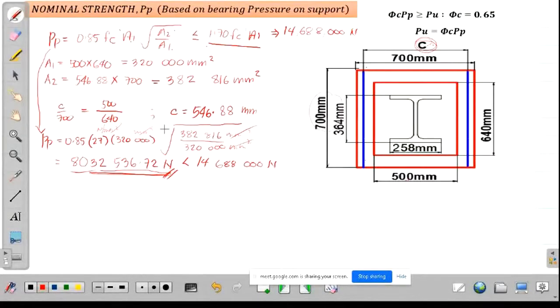Okay, so yung design strength natin dito is phi PP. You just have to substitute values. Okay? So, ano yung phi PP natin? That is 0.65 multiplied by yung value ng PP natin. So, ilan yung makukuha natin dito? 0.65 multiplied by... i-convert nyo na nga sa kilonewton.